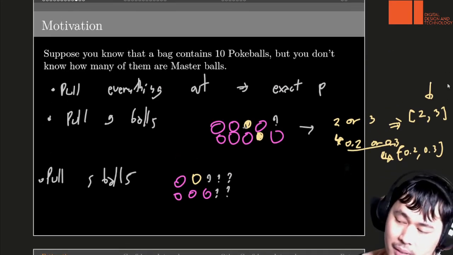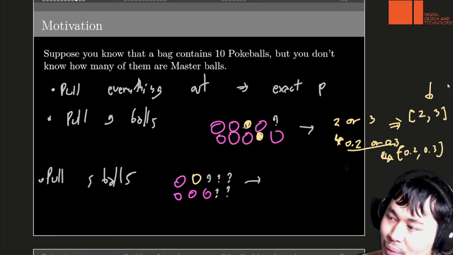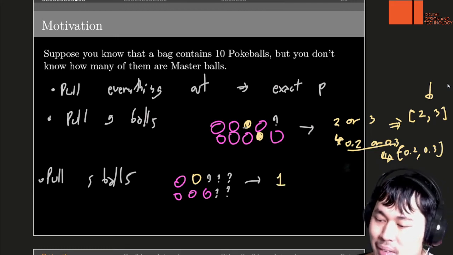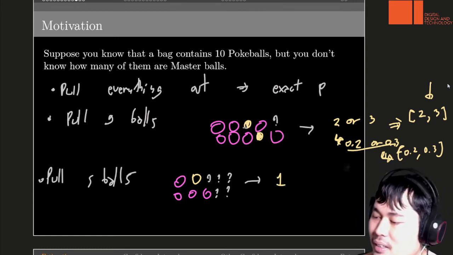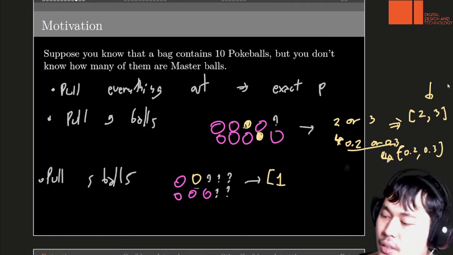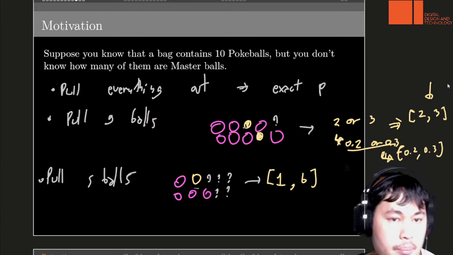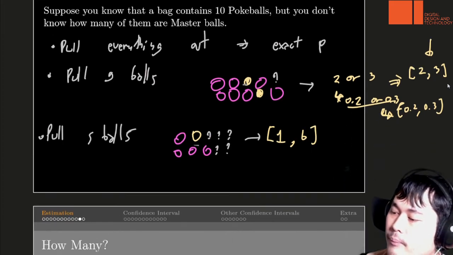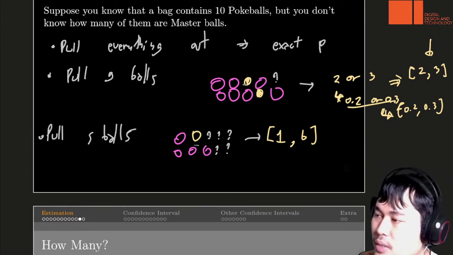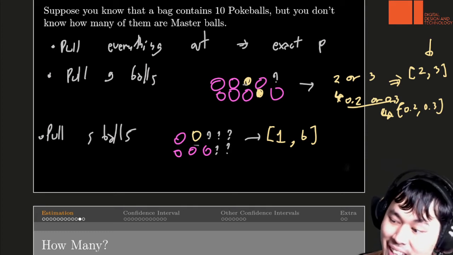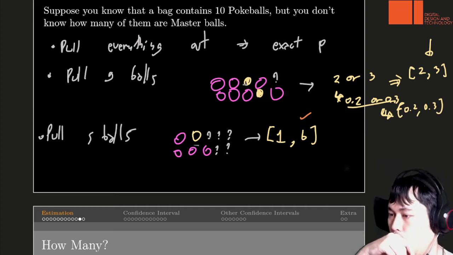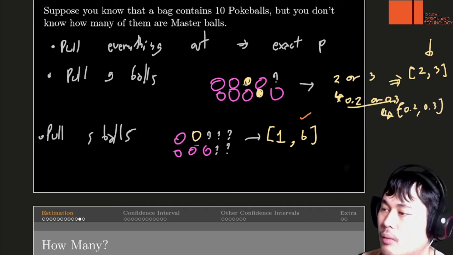Then again, based on this number, one naive way to say is, oh, there is at least 1 master ball in the worst case. But in the best case, everything else could be master balls. So in the best case, there are 6 master balls. And that's what you would do. And the numbers are between 1 and 6, which is okay. Again, it's naive, but it's okay to use that as an estimation. We have no other information at all.